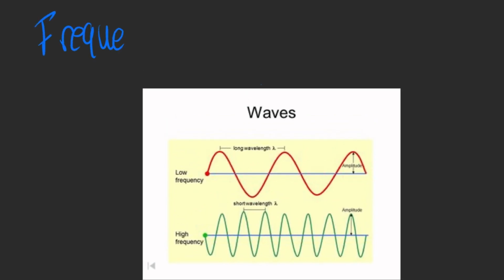So the first thing I'm going to talk about today is frequency. It's the number of waves that pass a given point in 1 second. You should also note that frequency is measured in hertz, and that there are low and high frequencies. As you can see on the diagram, high frequencies have more peaks on their waves compared to low frequencies, which have fewer peaks on their waves.